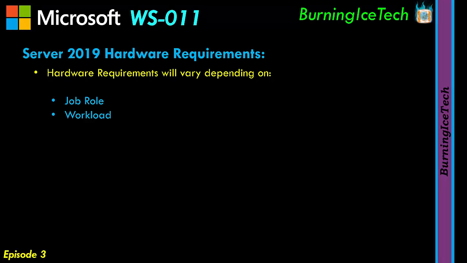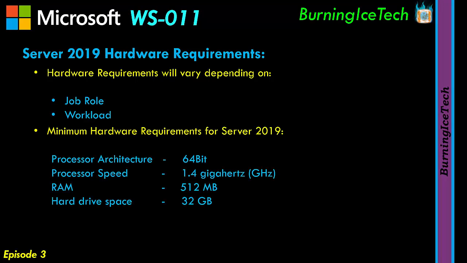I know I don't. Now, what exactly are the minimum hardware requirements for Server 2019? If you take a look here, processor architecture is 64-bit. No surprise there, it actually supports only 64-bit, and that's been the case for Server 2016 as well. Processor speed is a mere 1.4 gigahertz. RAM, 512 megabytes. Oh dear lord, that's little.